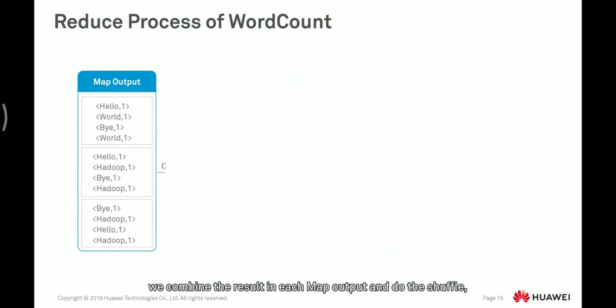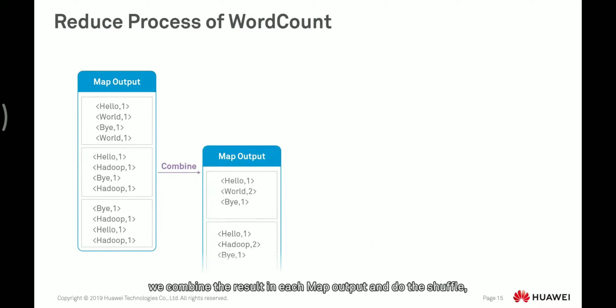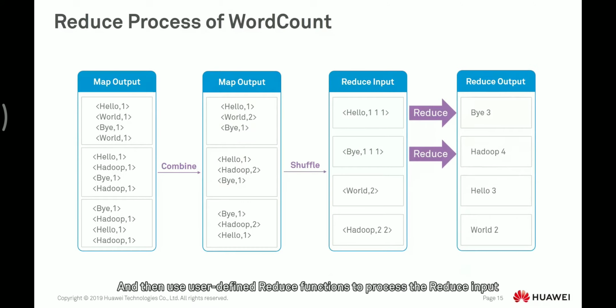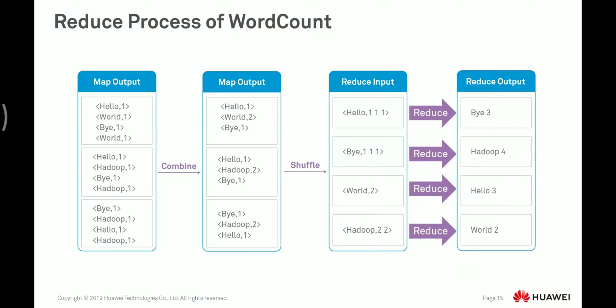Each map task generates an output like this in key-value pairs. And then we combine the results in each map output and do the shuffle, which is to copy MOF from the map tasks and sort and merge them into one file like this. And then we use user-defined reduce functions to process the reduce input. That finally creates a reduce output.